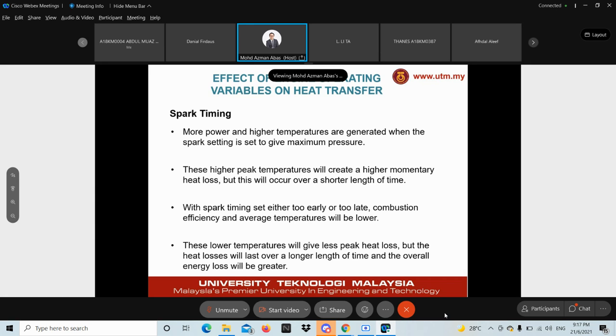To recap, the main intention for the spark timing is to have the peak combustion pressure roughly in the range between 5 to 10 degrees after TDC. It cannot be too late, or too advanced. These lower temperatures will give less peak heat loss, but the heat losses will last over a long length of time, and the overall energy losses will be much greater.